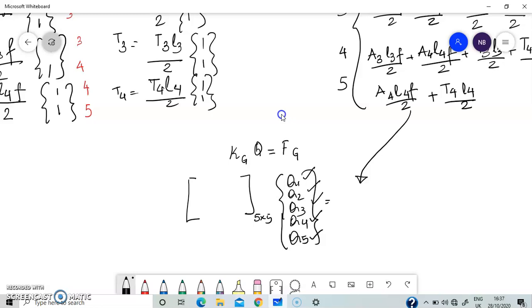So this solves this problem of a stepped shaft element. That's all for this lecture.